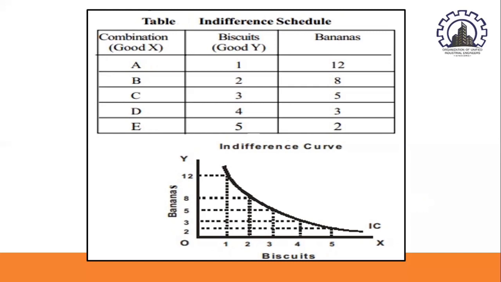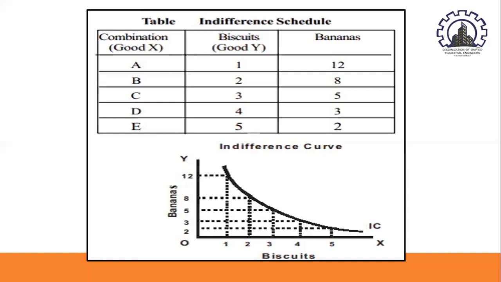And in the last column, you have bananas. So you have there 12, 8, 5, 3, and 2 respectively. So what you do in this tabulation is prepare a graphical presentation, and so you will be able to arrive at an indifference curve. If you graph the points, you will arrive at this particular indifference curve.